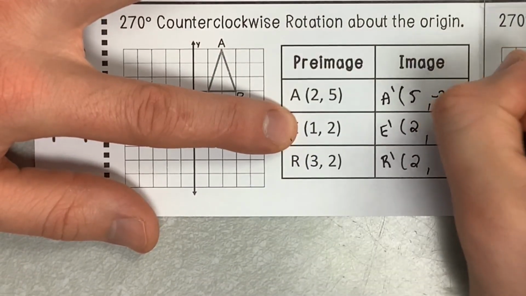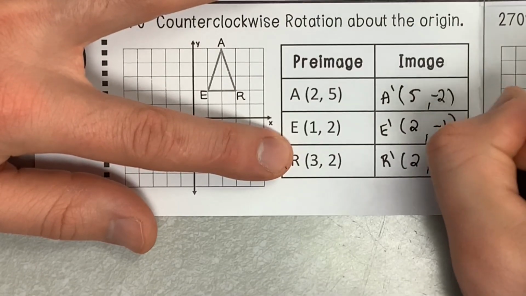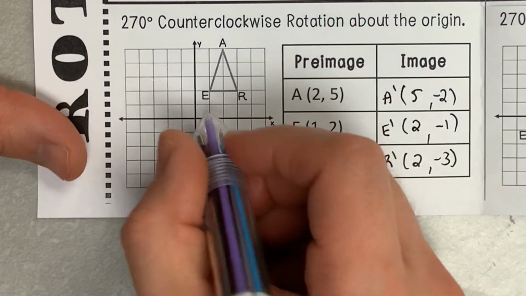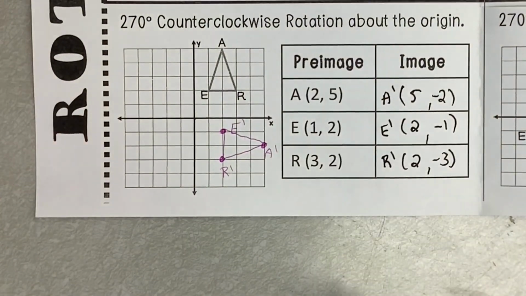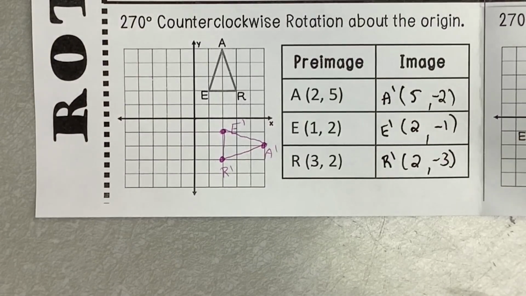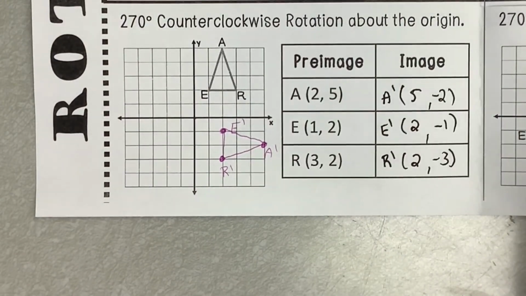+1, I make it a -1. Positive 3, I make it a negative 3. And now we're gonna graph it. That's it. And there we go, guys. I now just rotated this 270 degrees counterclockwise about the origin. Follow my rules, and that is it.